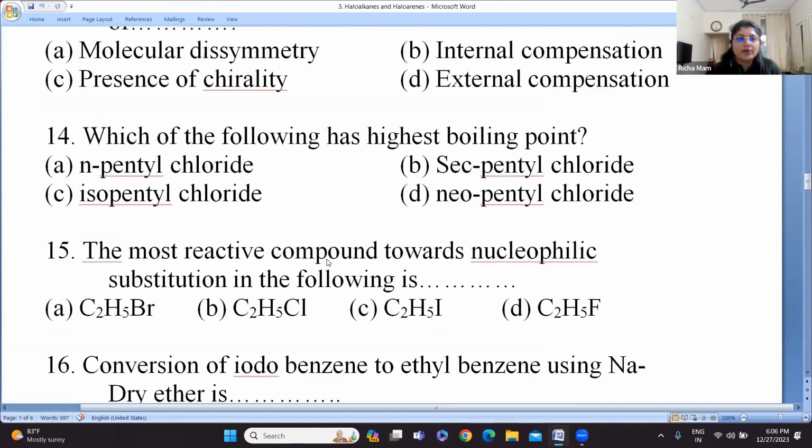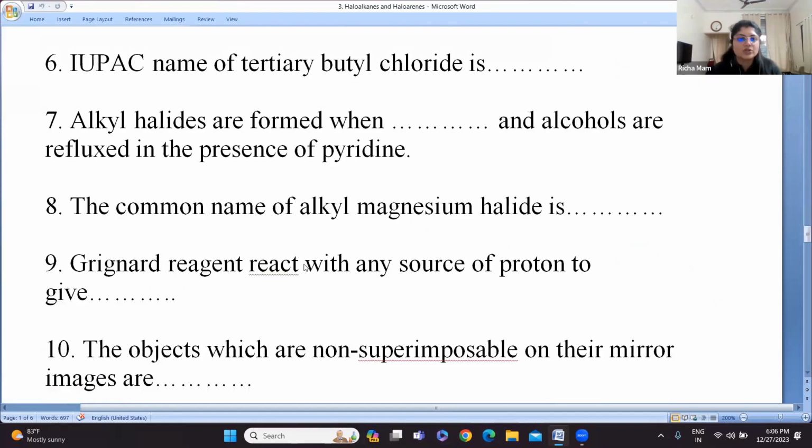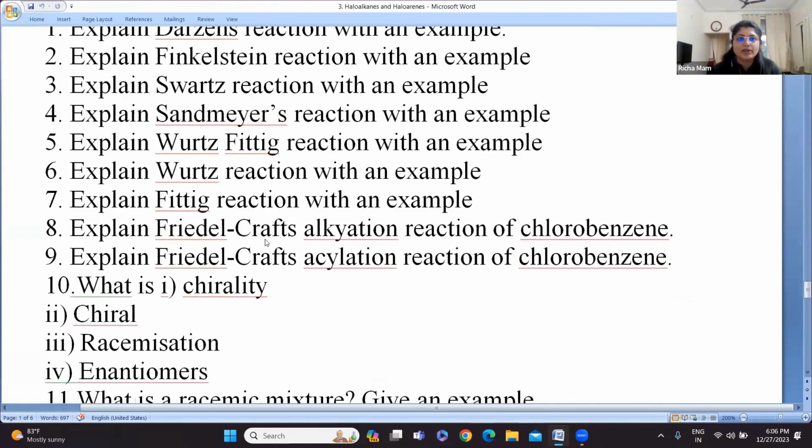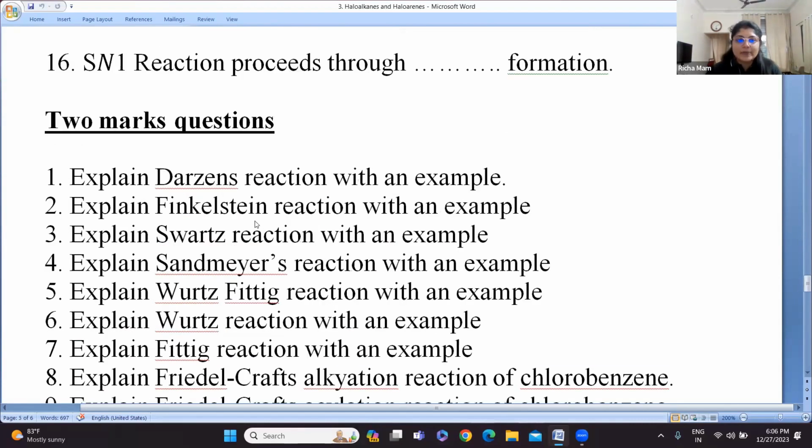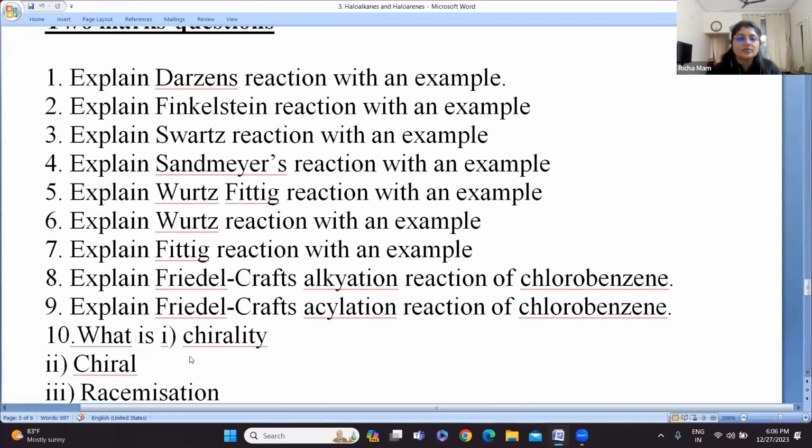Today we are going to see, and we have seen some 2 marks questions also, right? Some of the important name reactions. We have explained what is Darzens reaction with example, then Finkelstein reaction with an example, then Swarts reaction, Sandmeyer's reaction, Wurtz reaction, Fittig reaction. Then we have seen Wurtz-Fittig reaction. Then Friedel-Crafts alkylation reaction of chlorobenzene, and Friedel-Crafts acylation reaction of chlorobenzene.